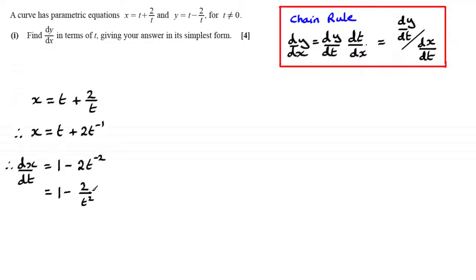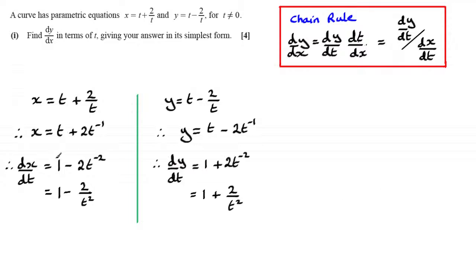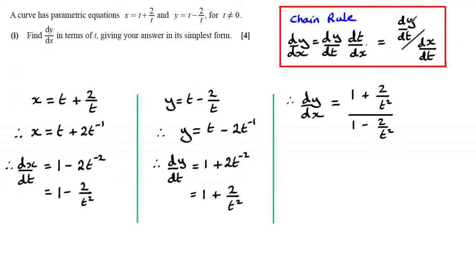We need dy by dt, so I'm going to do much the same kind of thing. We take y, we rearrange it into a form for differentiating by bringing that t up. Differentiate it, very similar to what we did over here. So you end up with 1 + 2/t squared. So in order to get dy by dx using the chain rule, I'm going to do the division. And that's the result I get. And I noticed, as I say, quite a few of you were starting to put this answer up. But it did say give your answer in its simplest form. So although this is correct, it's not the simplest form.